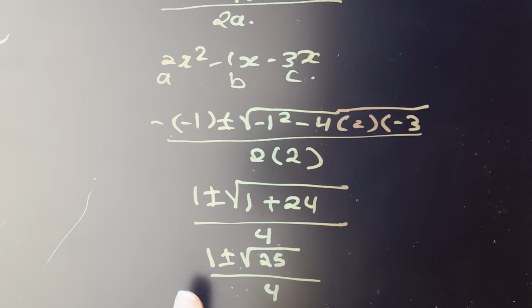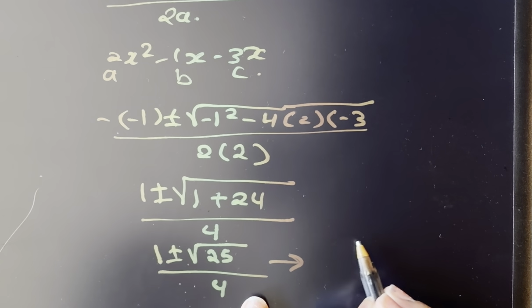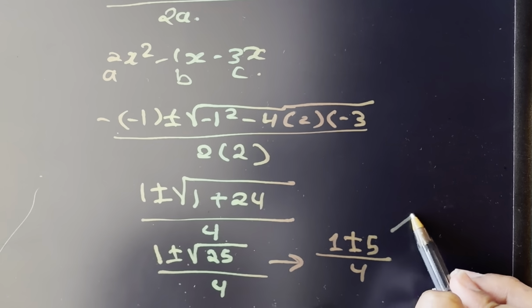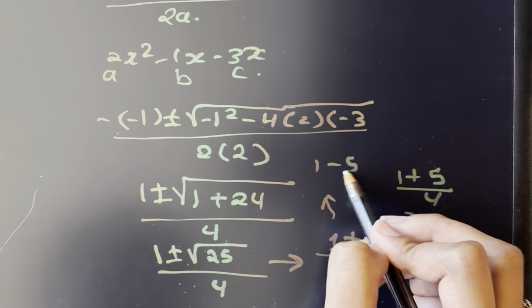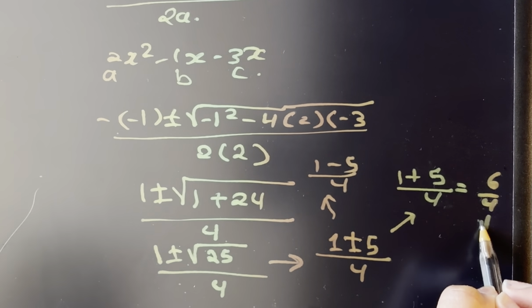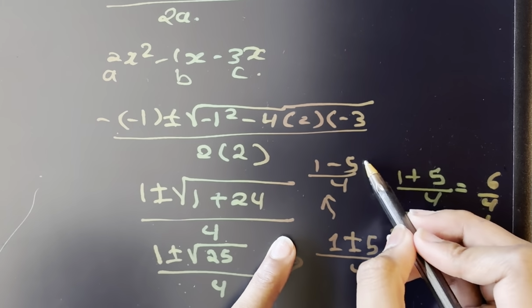1 plus or minus square root of 25 over 4. That's going to be a final. Now we simplify square root of 25, which is 5, and 1 plus or minus 5 over 4, which is basically 1 plus 5 over 4 and 1 minus 5 over 4. So now just solve for it, which is 6 over 4, simplify to 3 over 2, and then we have minus 5 over 4, which is simply minus 4 over 4.